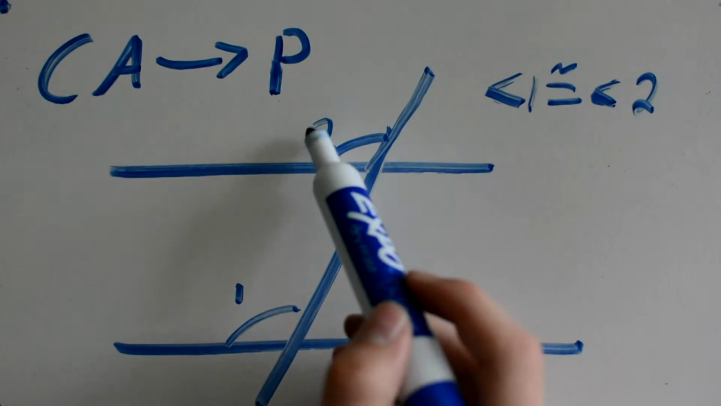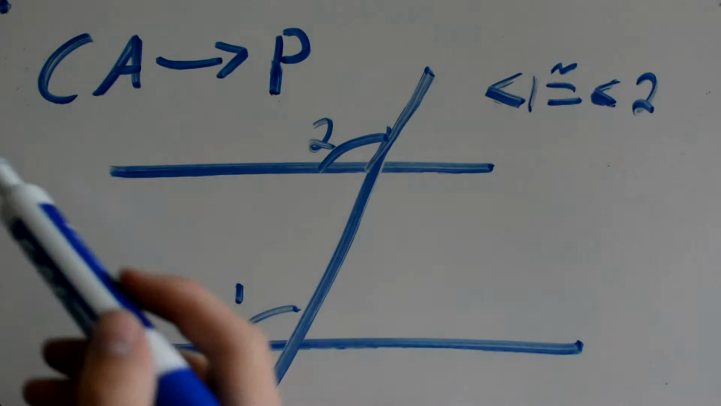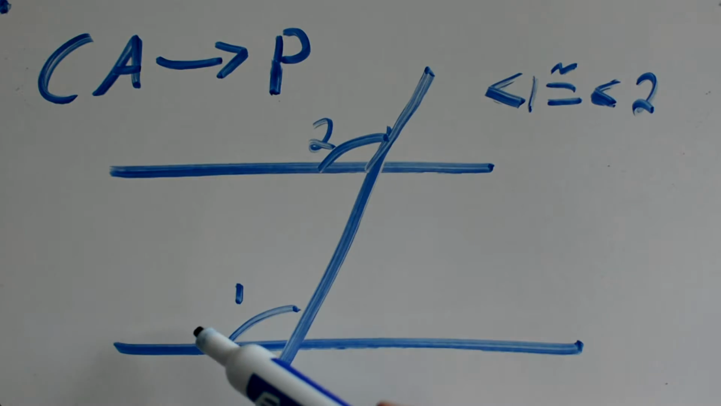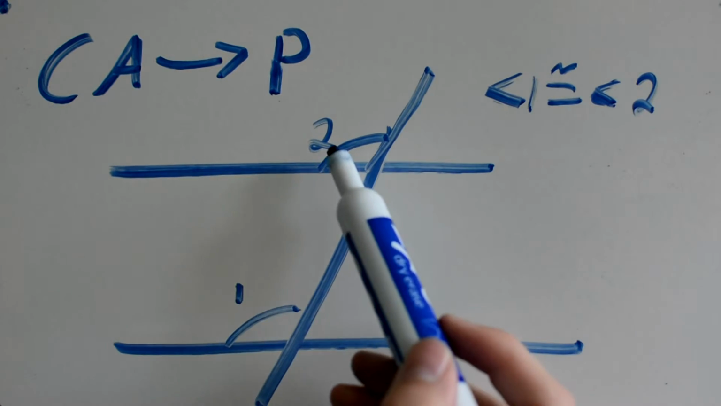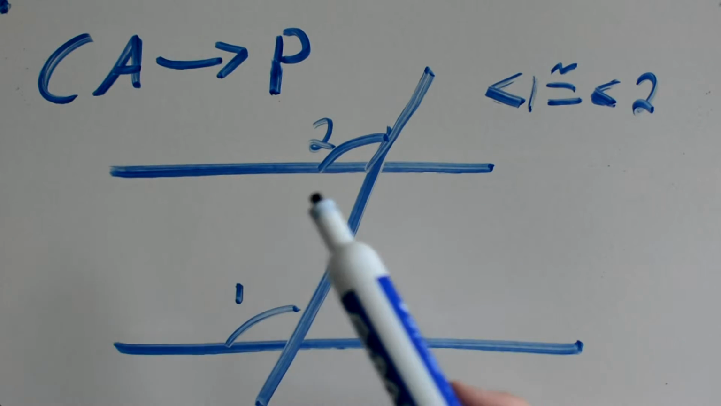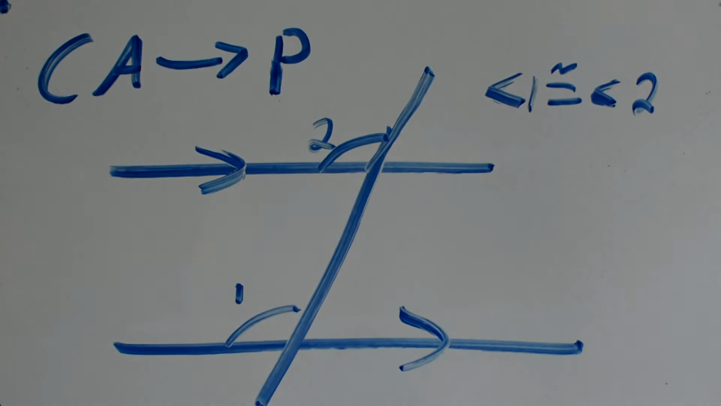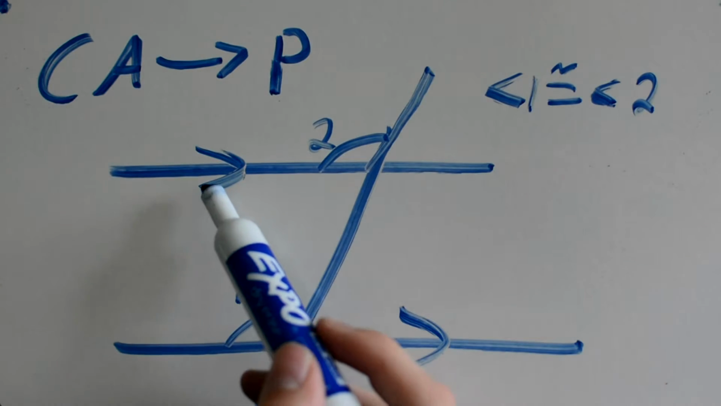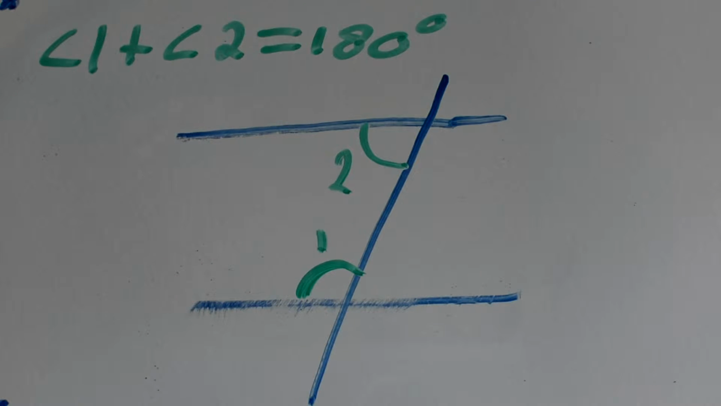So for corresponding angles to prove that two lines are parallel, we just use the converse of the parallel lines proving that the corresponding angles are congruent. So if we know that angle 1 and angle 2 are congruent, we now know that this line and this line are parallel, because before we knew that if this line and this line were parallel, these two angles would be congruent. Now I'm going to show you why same-side interior angles are supplementary.